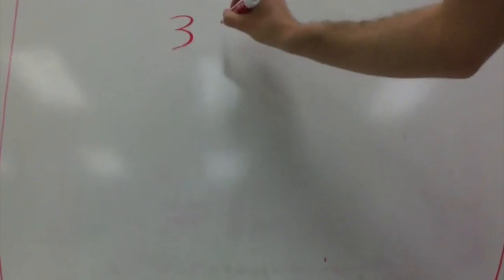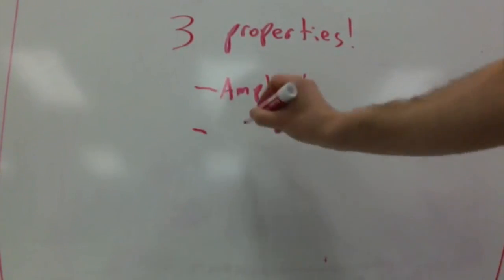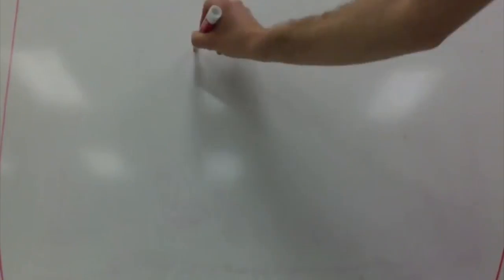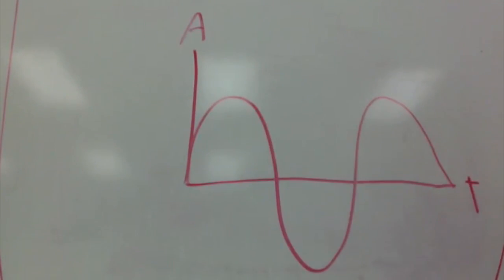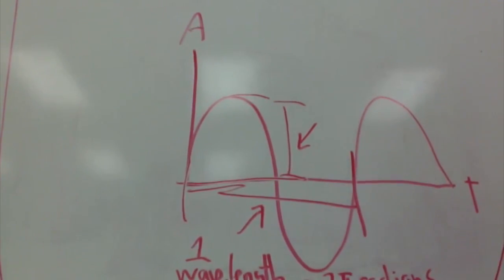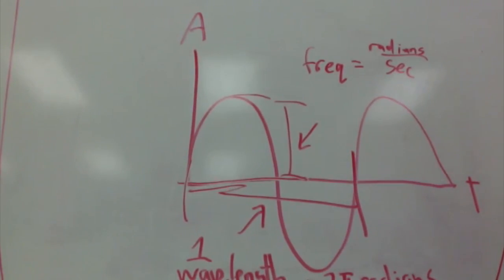There are three fundamental properties of these waves or vibrations, and they are the amplitude or intensity, the frequency at which it vibrates, and the tone or timbre. Graphing the intensity versus time, you can see that it is a periodic function. This distance here is one wavelength, or 2 pi radians, where the frequency is the amount of radians per second.